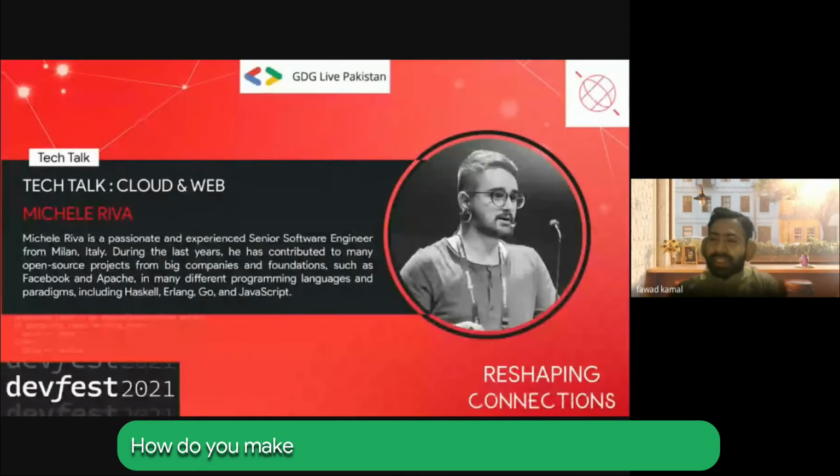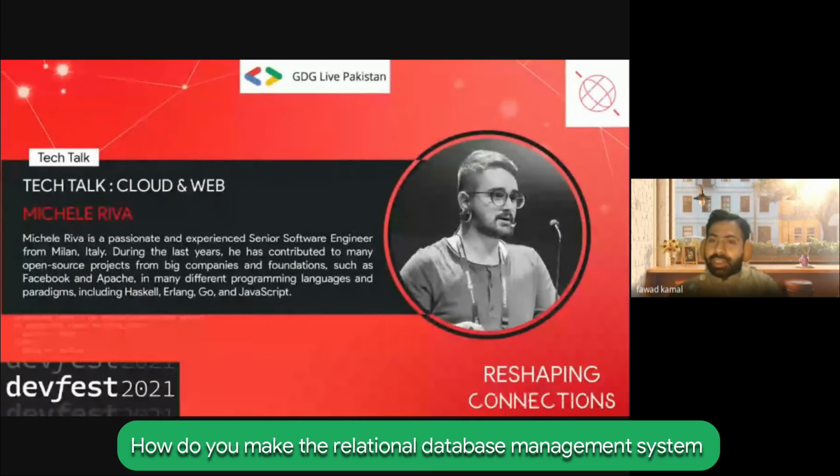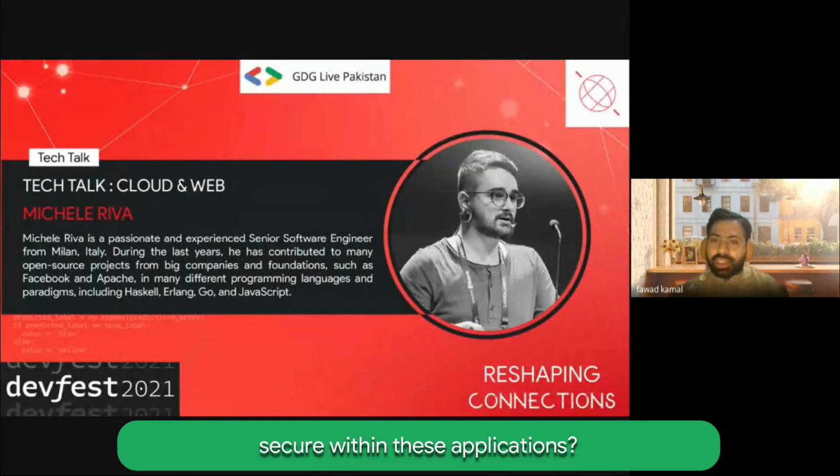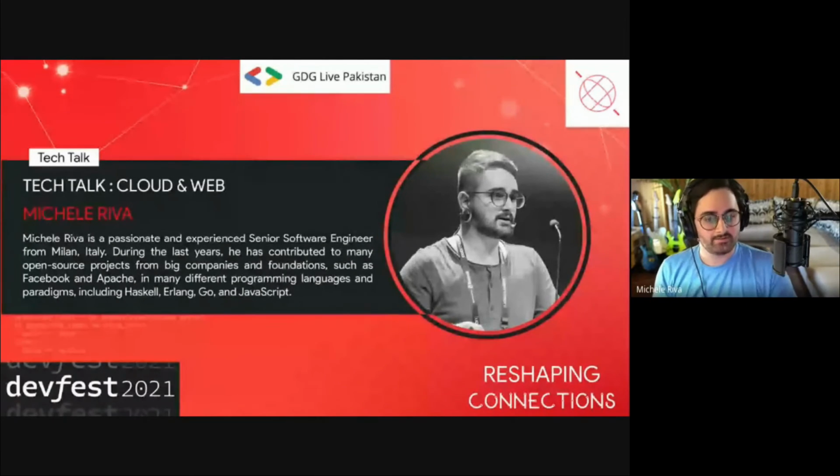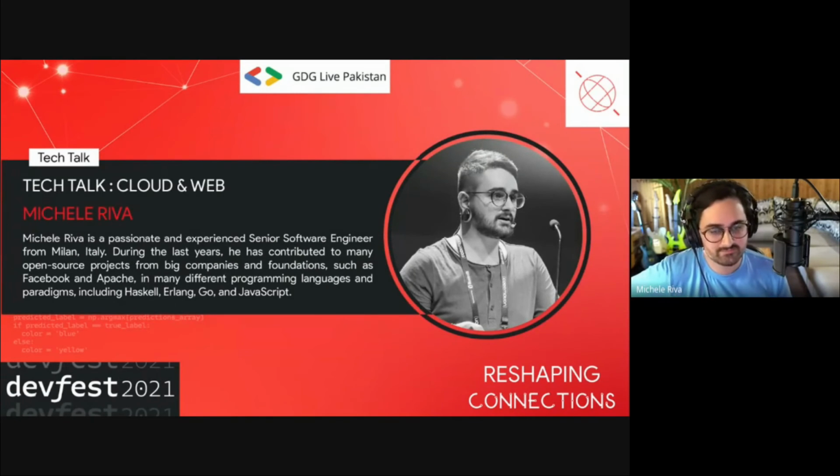So the question is, how do you make the relational database management system secure within these applications? Oh, okay. That's a good question, but I will answer with another question. I'm sorry, how do you make a NoSQL database secure? I know your point might be that NoSQL databases are not subject to SQL injections. That's absolutely true, but you still need to understand how to manage NoSQL databases. They don't provide any kind of security for free.